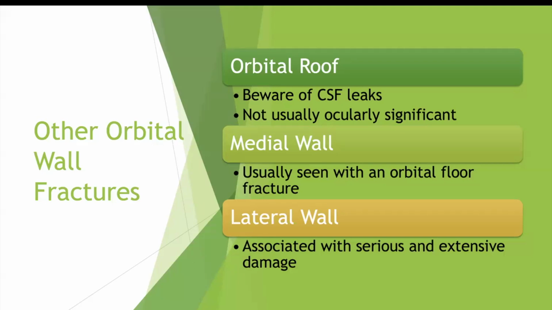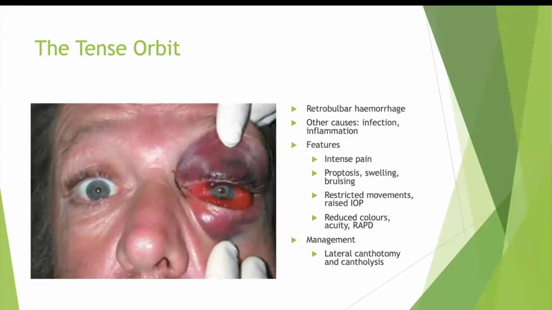So these are patients who are going to probably have much more extensive injuries and have the entire trauma team involved with their management. A comment on the tense orbit, because patients who come in with orbital fractures or trauma can have retrobulbar hemorrhages. There are obviously other causes of a tense orbit, things like infections and inflammations, and we'll talk about those when we talk about orbital cellulitis, for example, or orbital inflammatory syndrome. But in the context of trauma, a retrobulbar hemorrhage can very quickly turn into an orbital compartment syndrome. And these are patients that are going to have intense pain, lots of proptosis, swelling, and bruising. They're going to have restricted movements because of those muscles.